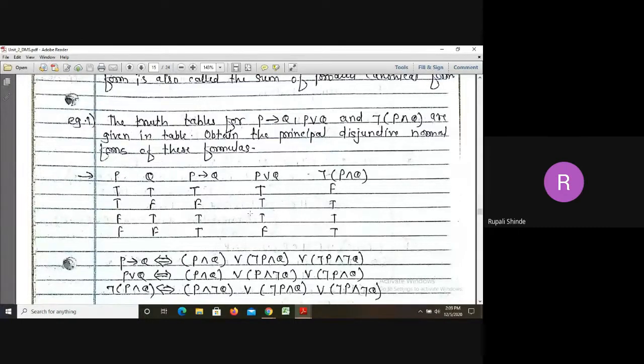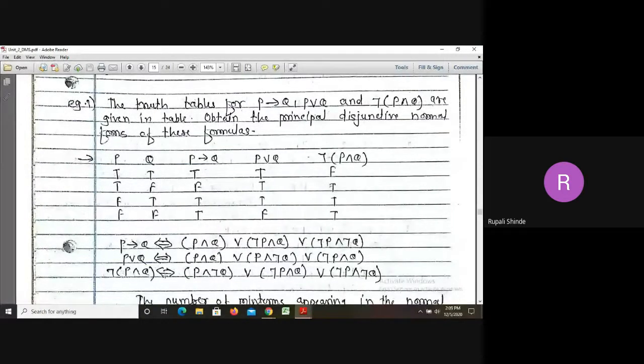So again, the third T is written for the combination of truth values F and T. So that is negation P and Q. Now we have to connect all these minterms by disjunction, that is by the OR operation. So this is the required PDNF for the given formula P or Q. Likewise, we can form the PDNF for the last one also, negation of P and Q.